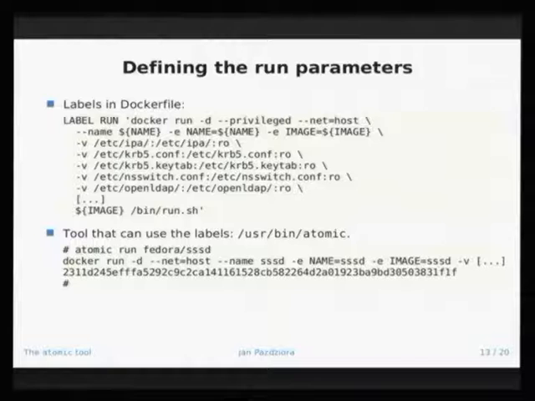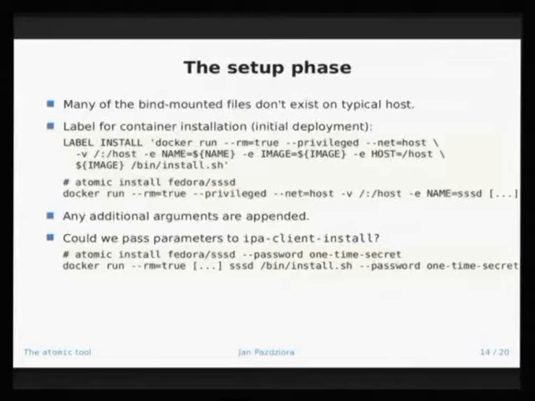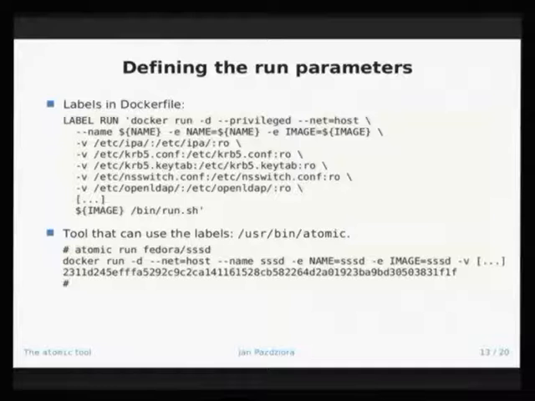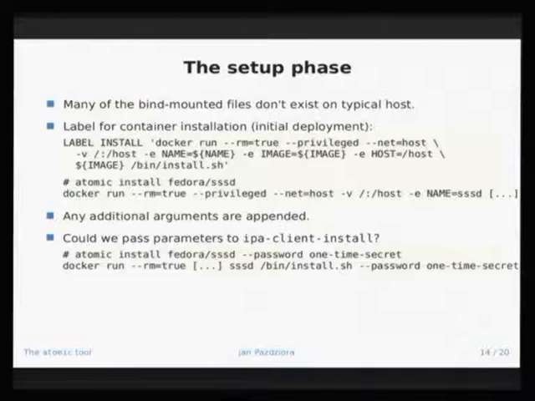We want the Kerberos keytab to land exactly in the same place in the container. That would be good, but the problem is, if we run this container, many of those files would not exist. We still want to enroll the machine using that container, right? The good news is you can specify more than one type of label. You can specify an install label. And even better news is that there's a tool called Atomic, which can understand these labels. If I define a run label, which specifies a long list of parameters to Docker run, I can use atomic run to execute exactly this command, and it will do some environment-variable-like replacements on the way. I can do the same for the install phase or setup.